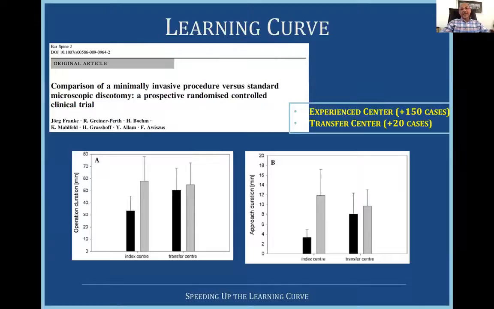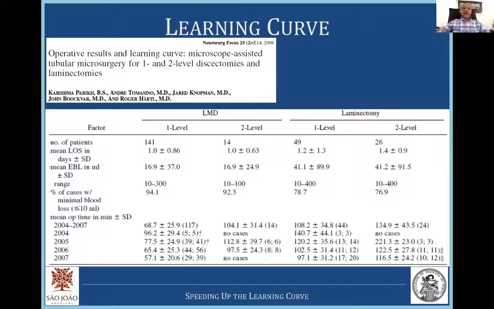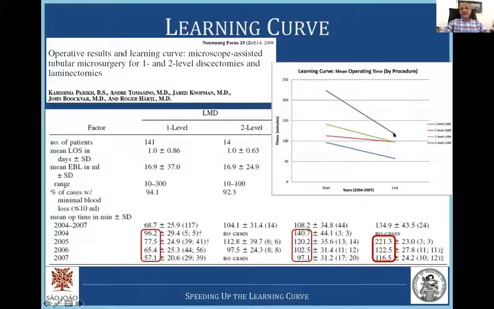Operative results and learning curve of microscopic assisted tubular surgery for one or two level discectomies and laminectomies. This is way back in 2008. They showed that they were doing one level and two level surgeries, and their duration, outcome, complications, time period, and patient outcome, everything improved in their second set of phases. So you can see that the learning curve kept going down in all these, and they were able to come to a plateau slowly.